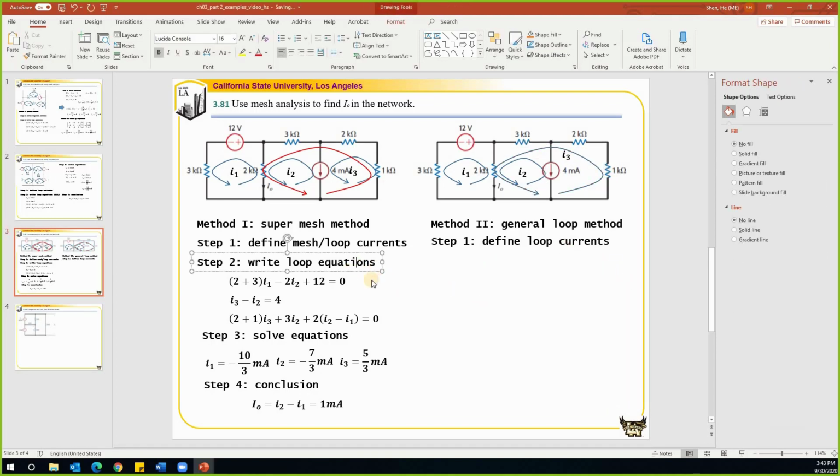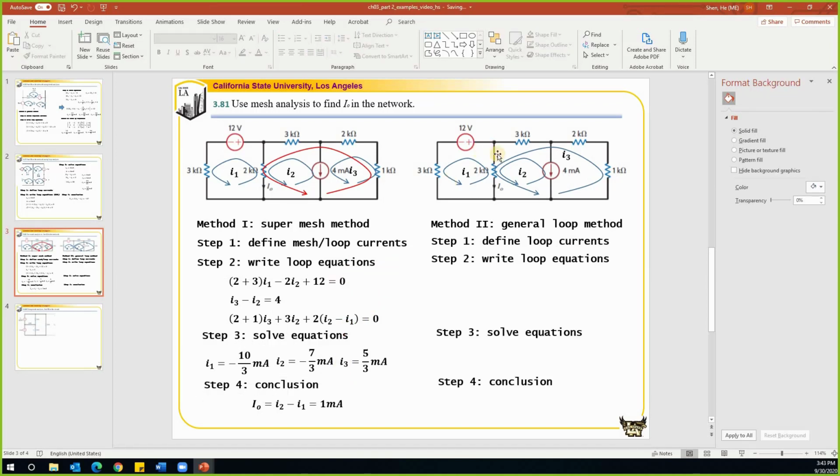And the second step is the same: we write loop equations. For the first loop, will it be different or the same? What do you think? The same. The same? Any other opinions? How many currents are going through this branch?